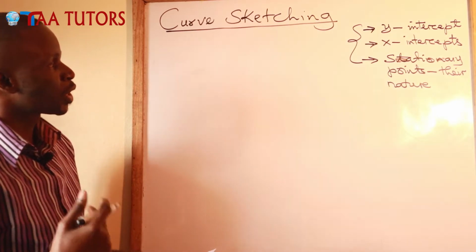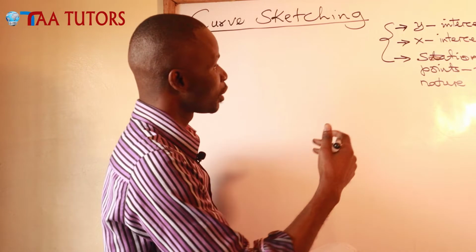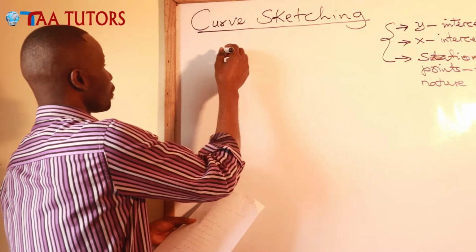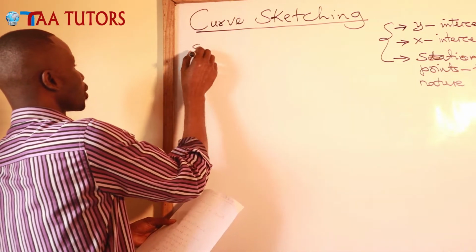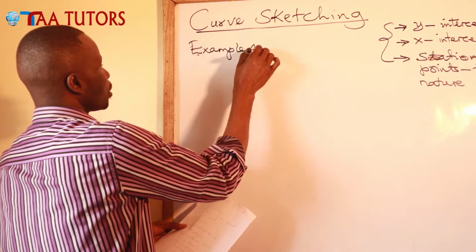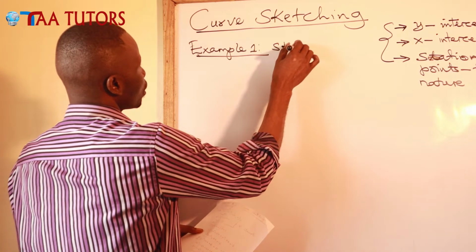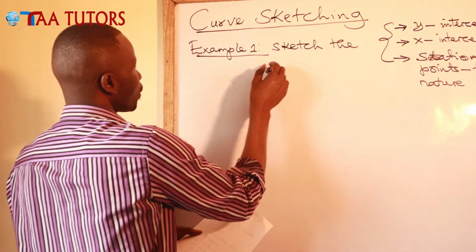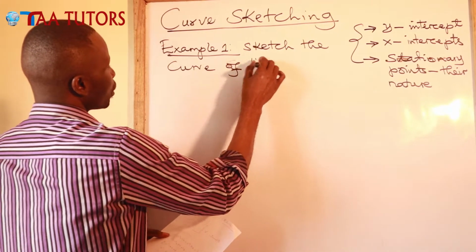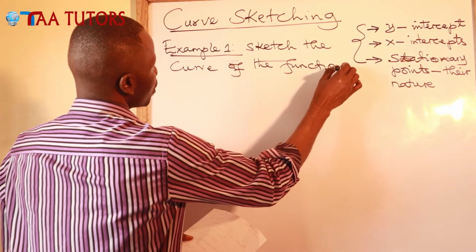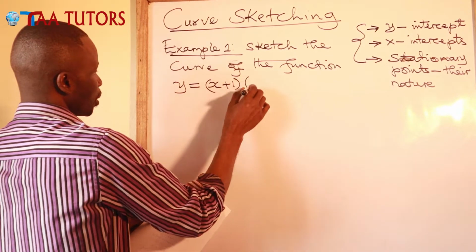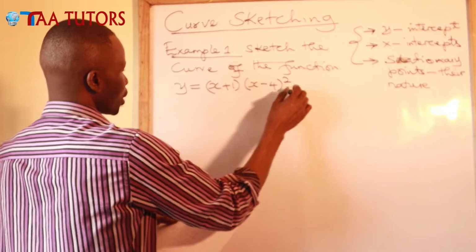So I want us to look at an example, step by step, just the way I've listed these items, and let's see whether it's going to be a really big challenge for us to do. The example I have here is, we are asked to sketch. Example 1: sketch the curve of the function y equals x plus 1 into x minus 4 squared.